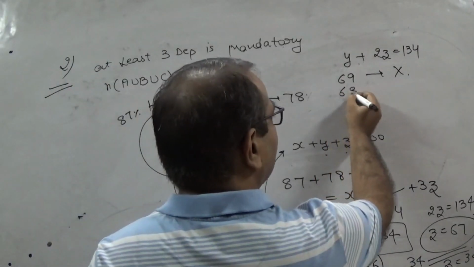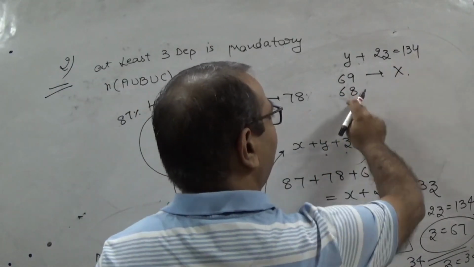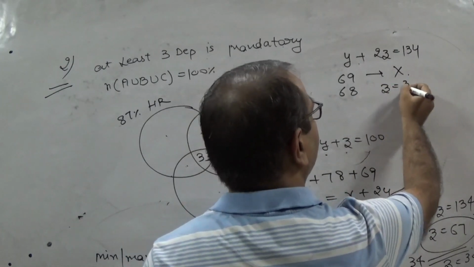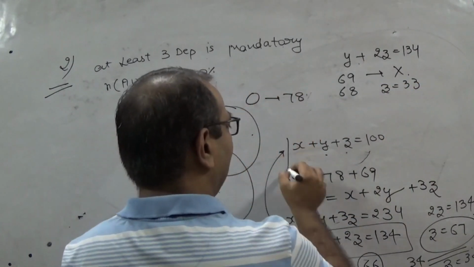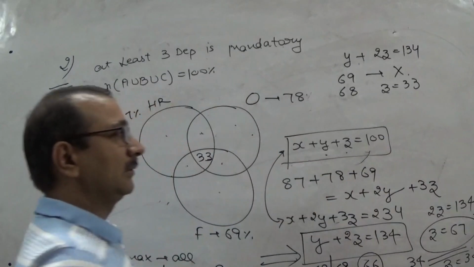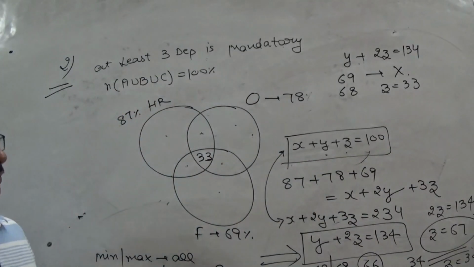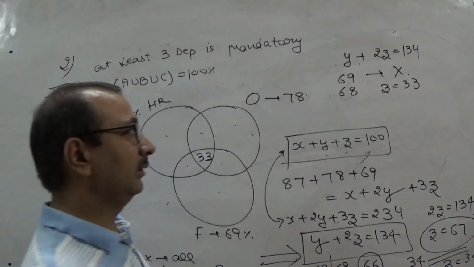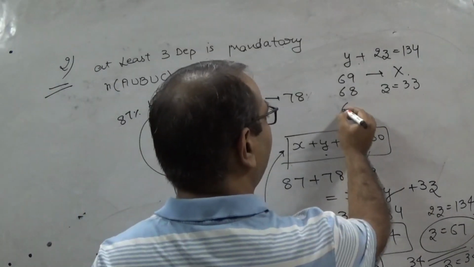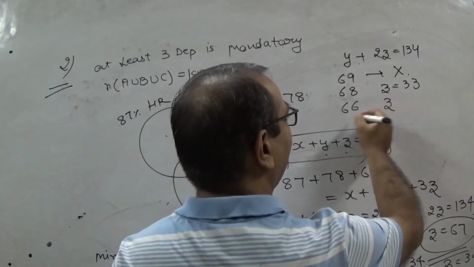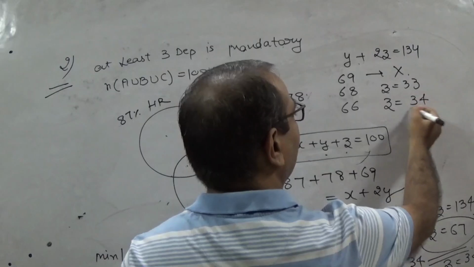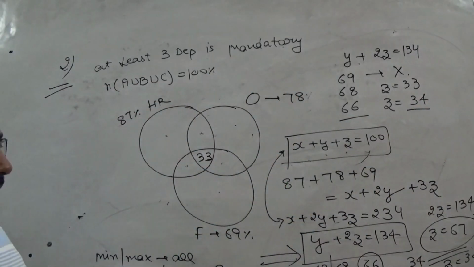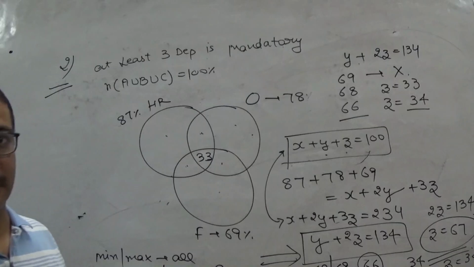If I say y is 68, so 134 minus 68, that value would be 66, so z is equal to 33. But the problem is that one more condition is there, x plus y plus z equal to 100. So if I take 68 plus 33, that is 101, which is also impossible. Similarly, y can be 66, when I say y to be 66, z is 34. So this is possible here, okay. So what I can say is, the minimum value for z will be 34.